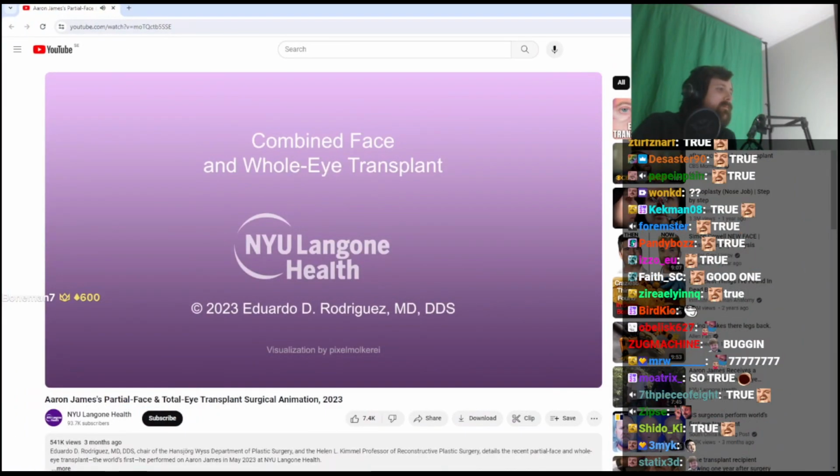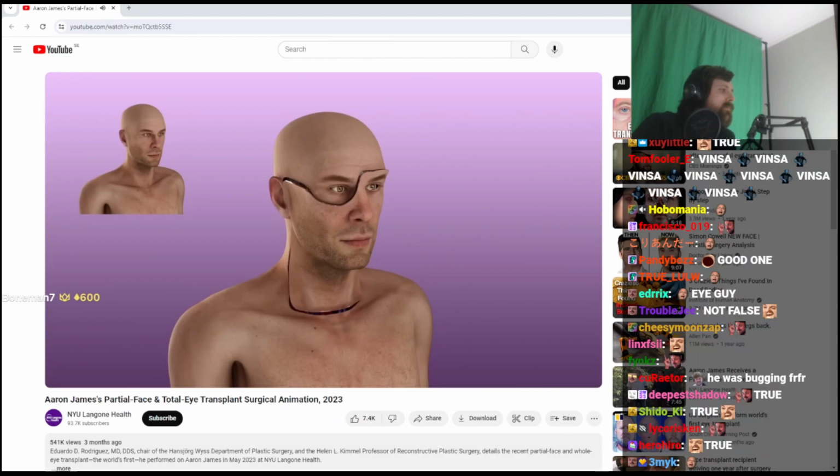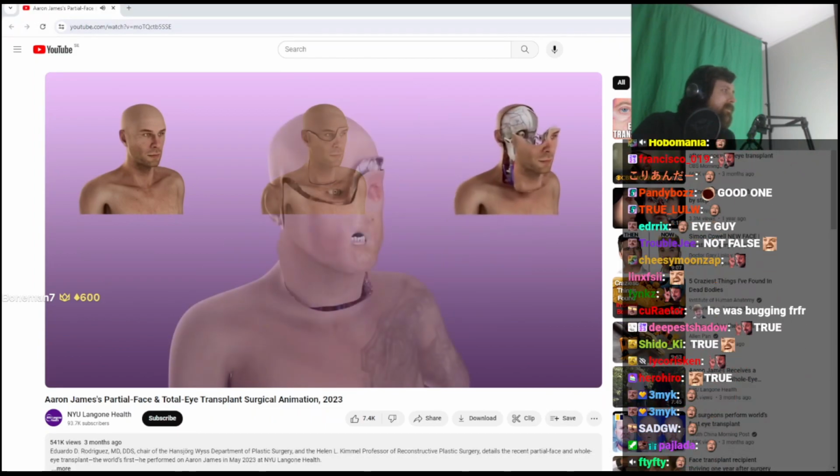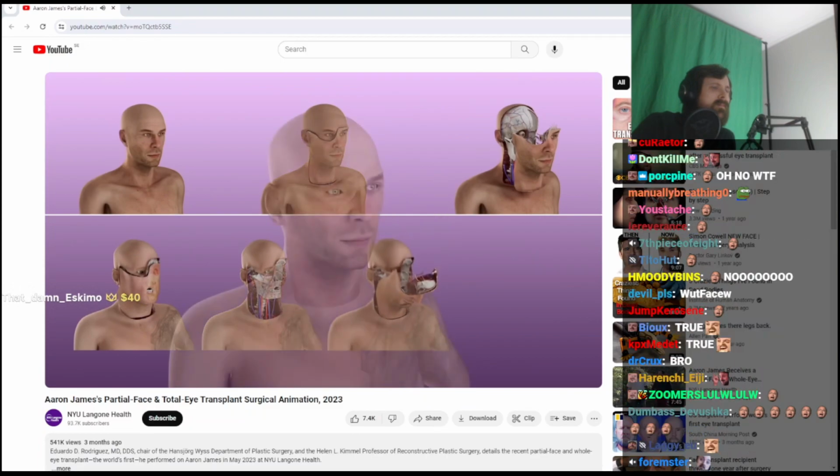The procedure was divided into several stages: donor allograft procurement, recipient facial preparation, and final allograft inset.